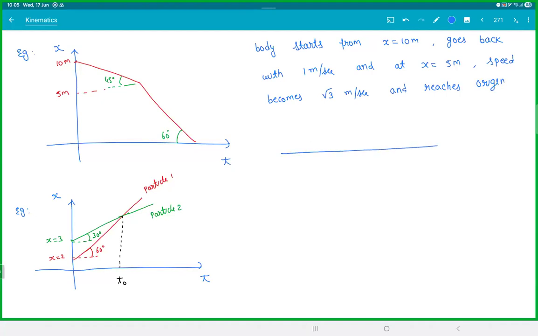So if I try to draw the picture, this is how it looks. The body is actually starting from here. X is equal to 10 meters plus t is equal to 0. You're going back with 1 meter per second. Remember, when you take slopes, you should take the obtuse angle. Right? So tan 135. This was slope tan 120. Minus indicates you're going back. Then you reach somewhere here at x is equal to 5. And at this point, your speed became root 3. And then you reached origin.